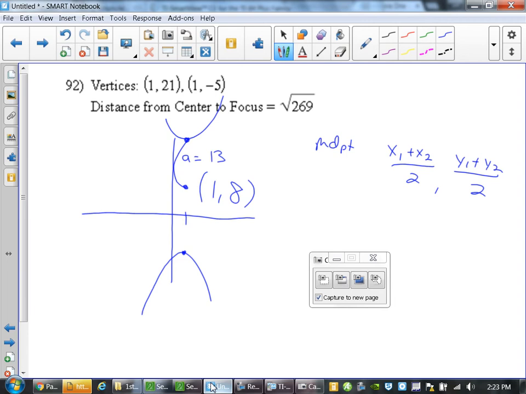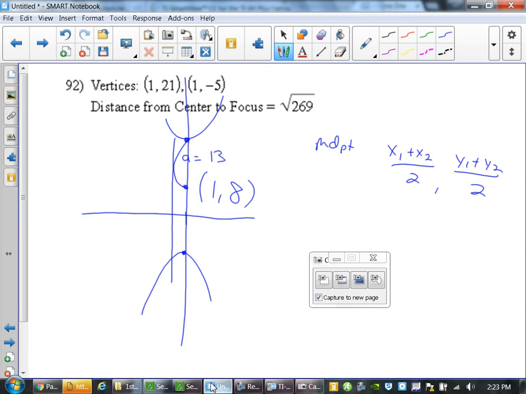The x is at 1. They have to be on the same line. At 1 and 8. The reason that it's on 1 is because the x-coordinate didn't change. That means I knew it was a vertical hyperbola.